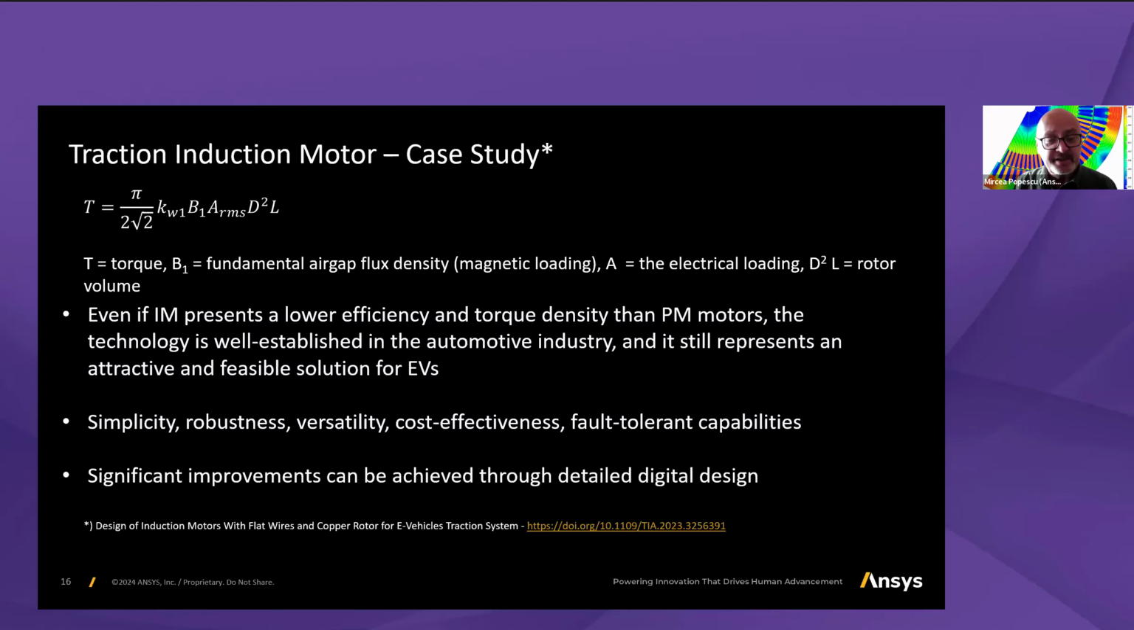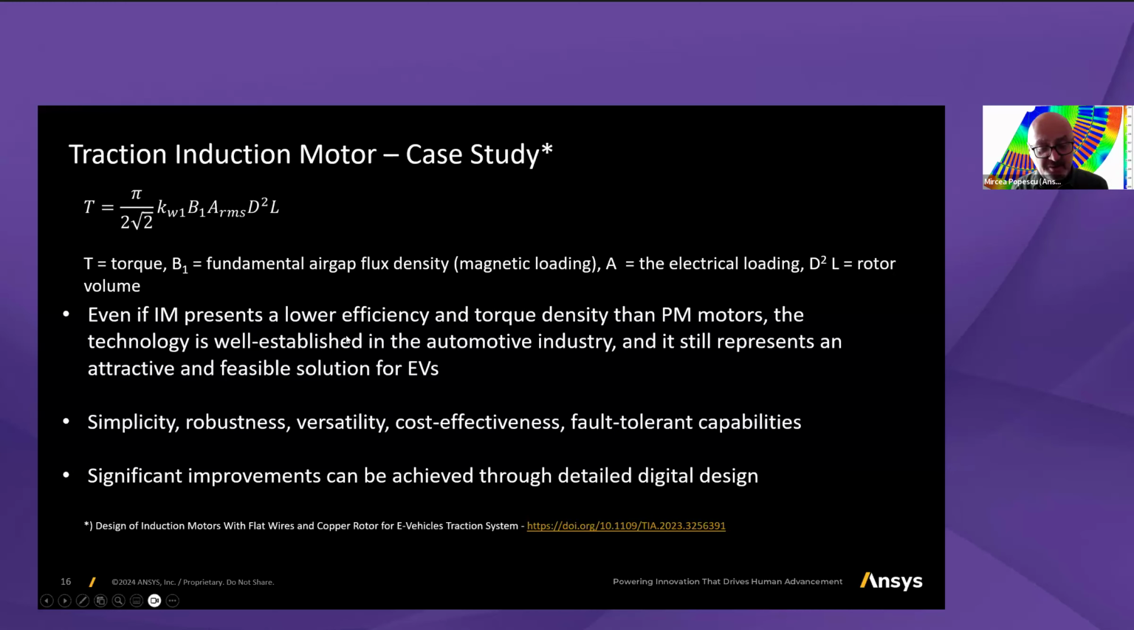The torque itself for the induction machine clearly will depend on the volume, which is D squared L, on the magnetic loading, this B1, and the electrical loading. So it depends on the current, winding, volume, materials, and this is in a short way put. These are the main elements that will help us getting higher torque from an induction machine. They are very well known.